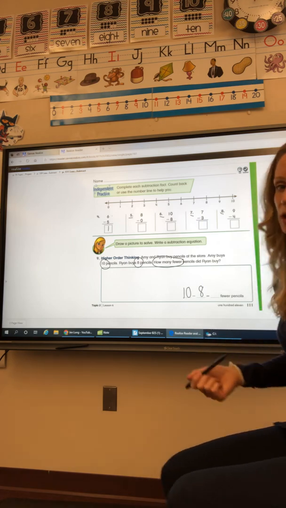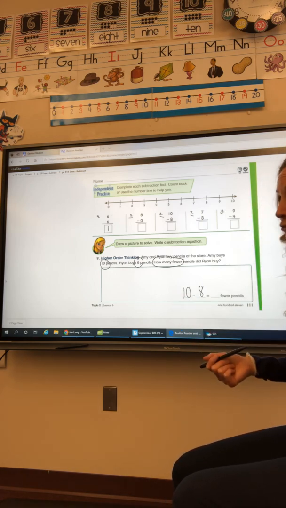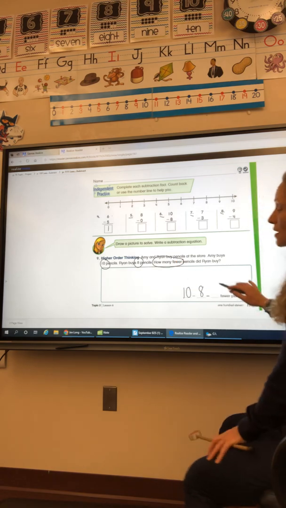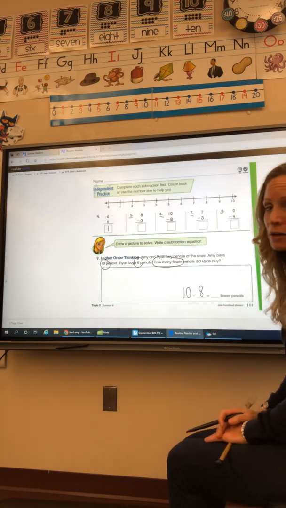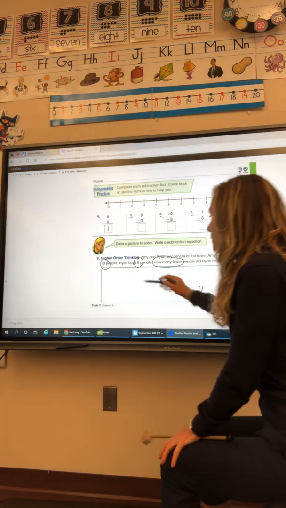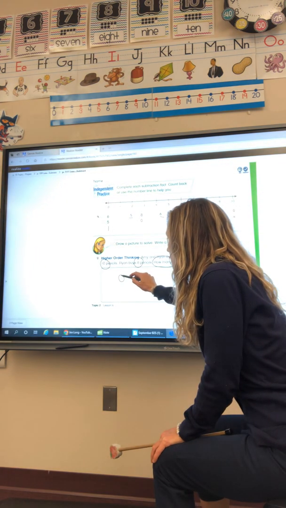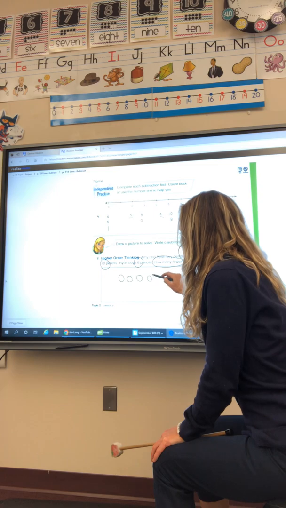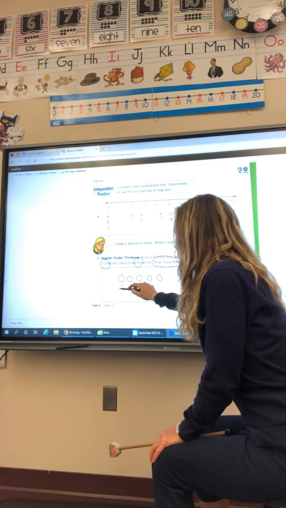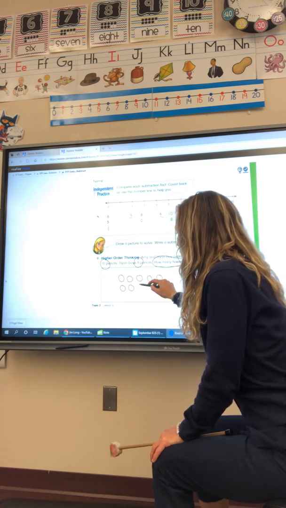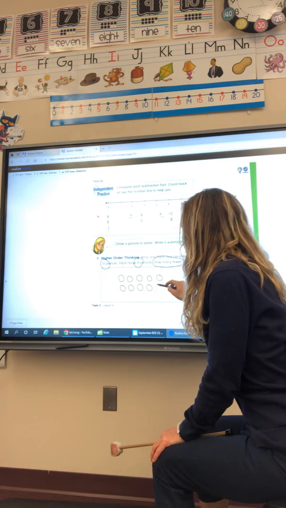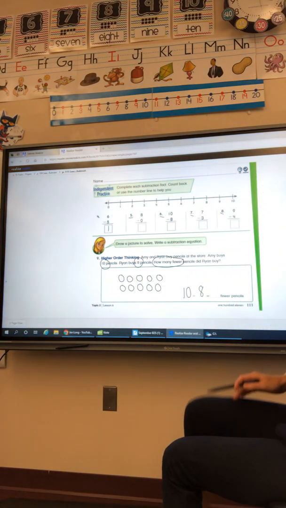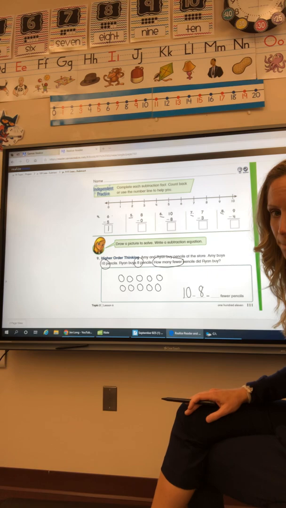So here's what I'm going to do. I know how to make a 10 frame. I'm going to do 5 on the top, 5 on the bottom, and that's going to represent Amy's pencils. So I'm going to do 1. Remember, this is not art class. You can draw circles. 5, 6, 7, 8, 9, 10. Those are Amy's pencils.